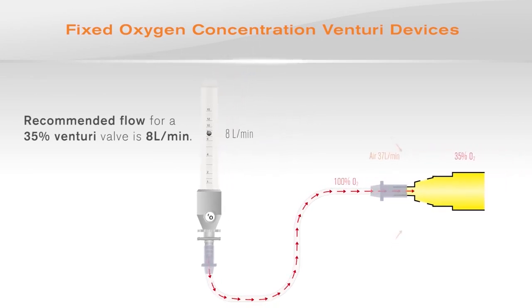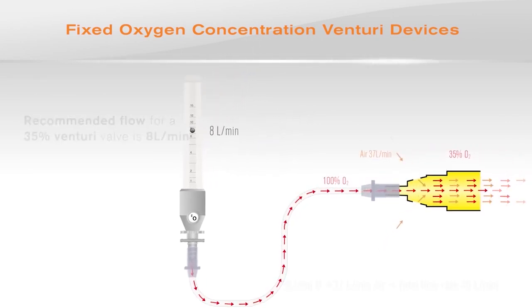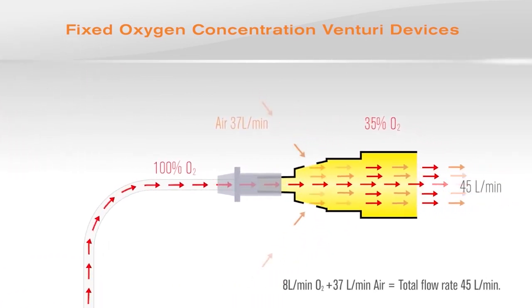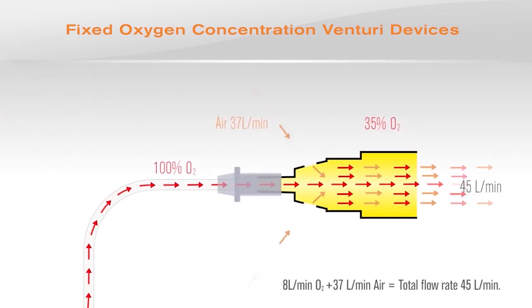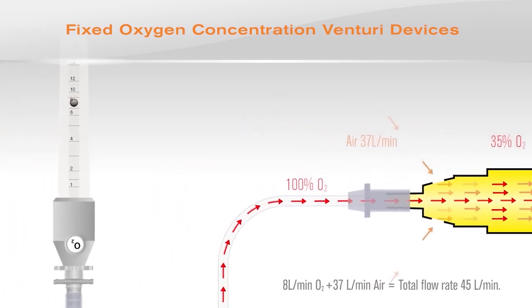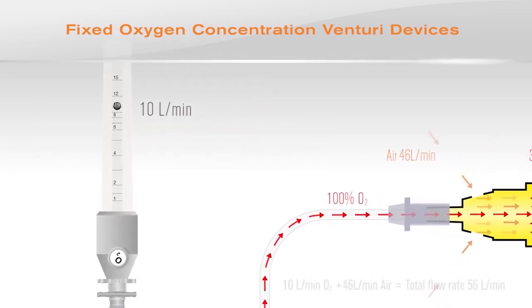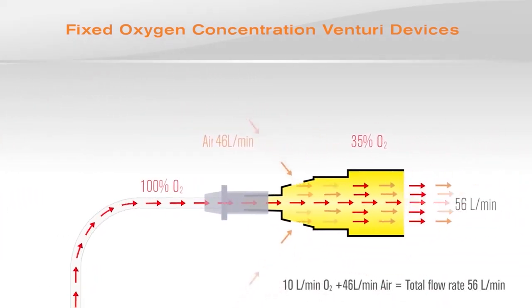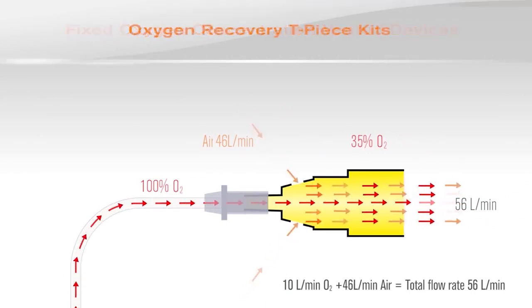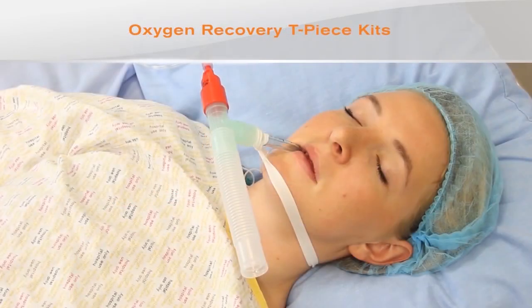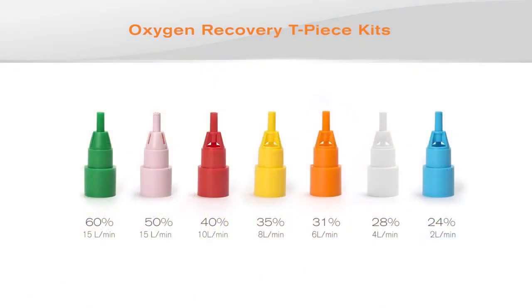This delivers to the patient a flow rate of 45 litres per minute and an oxygen concentration of 35%. Increasing the flow rate to 10 litres per minute increases the total flow to the patient, but the oxygen concentration delivered remains at 35%. Fixed Venturi valves can also be incorporated into oxygen recovery T-piece kits. The most popular is the 40% valve.